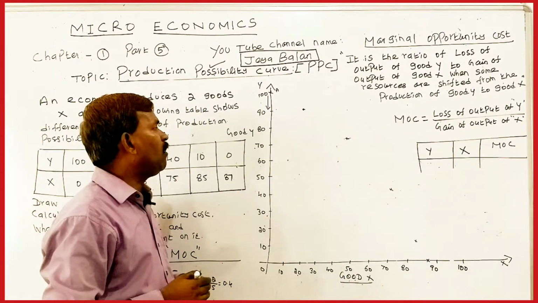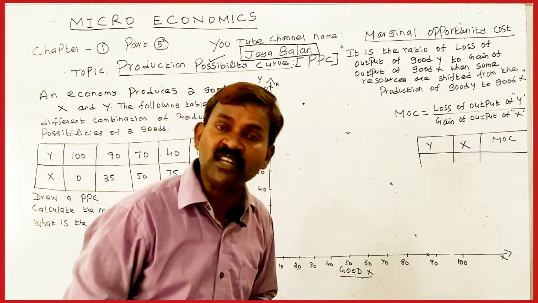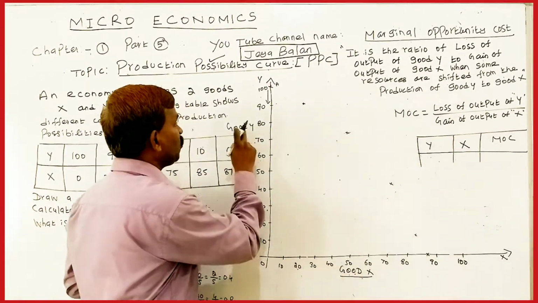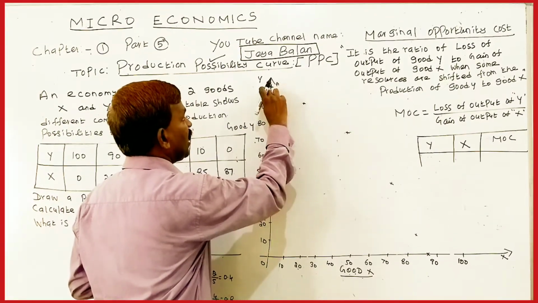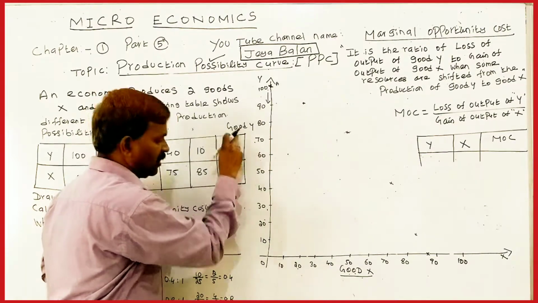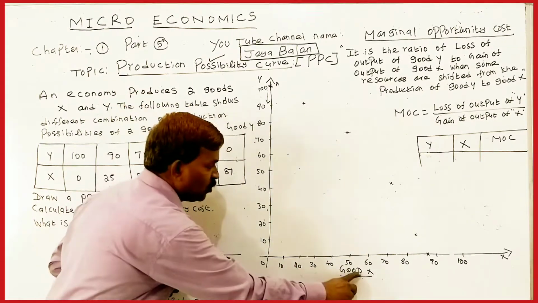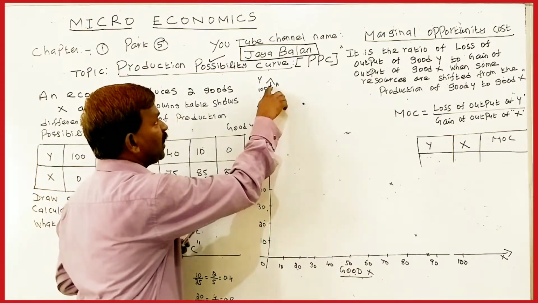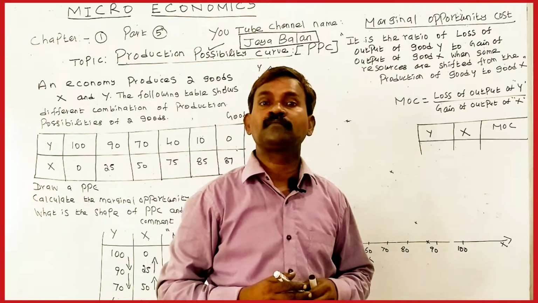If all the resources of an economy are fully and efficiently utilized in the production of only good Y, you see here, the economy is able to produce 100 units of good Y and not even a single unit of good X. So good X is 0 and good Y is 100. That is combination number 1.